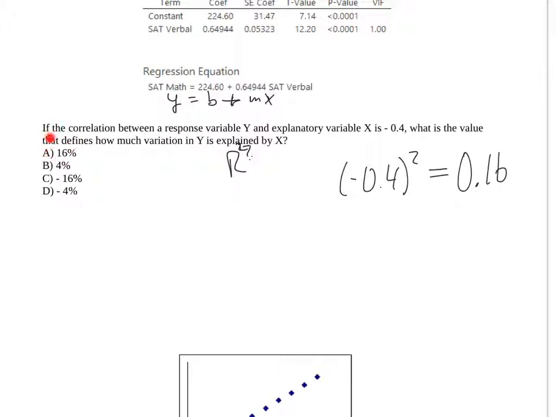So the answer is going to be 16%, right? This value here is r squared. We are given r, so we simply square that value. We find r squared, and then we think about it in terms of percentages. So we can multiply this by 100 and say, oh, it's 16%. It's not negative 16%. R squared can never be negative. So both of these answers are absolutely incorrect from the get-go. All you need to know from here is that you have to square the value that's given to you. Okay?